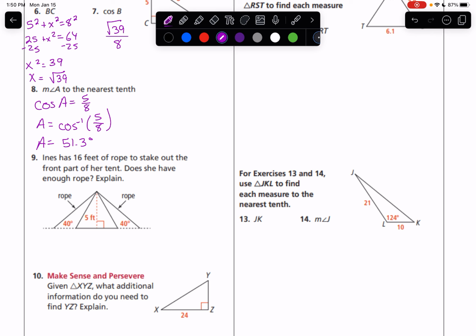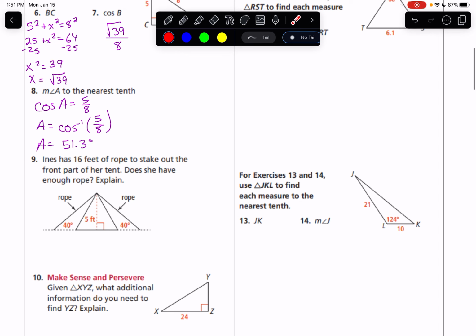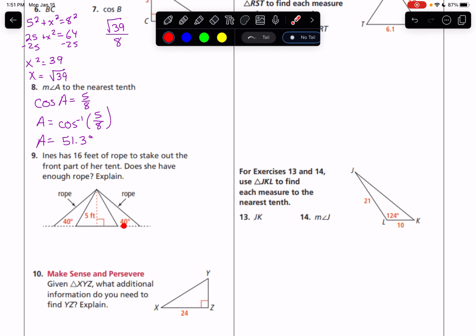Number 9, Inez has 16 feet of rope to stake out the front part of her tent. Does she have enough rope? And explain. So the ropes are sort of on the outside, and then this middle triangle is the tent. It's got a height of 5 feet. Each one of these can be split into a right triangle. There's our right angle, and it's got a base angle of 40 degrees.